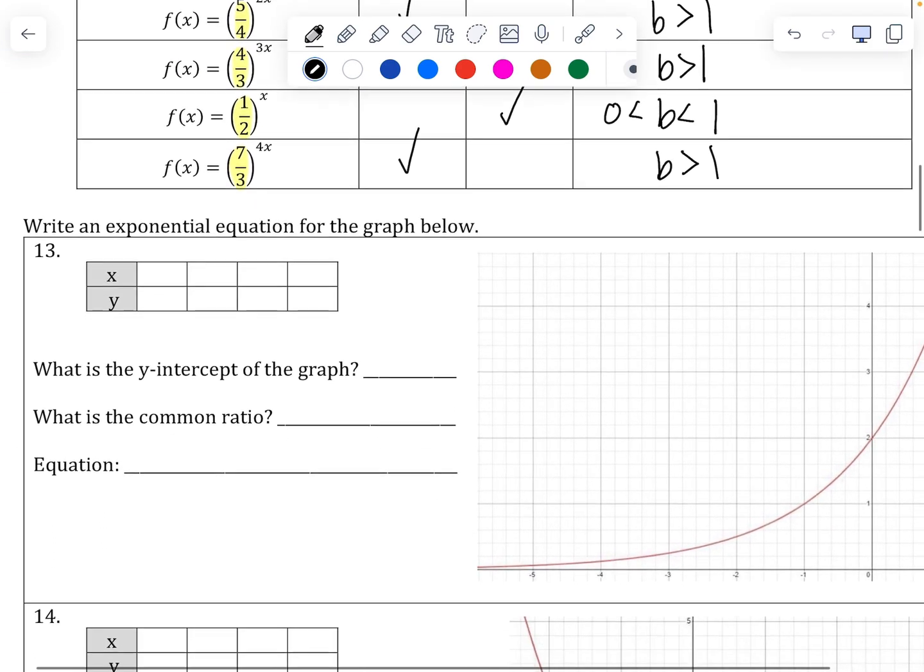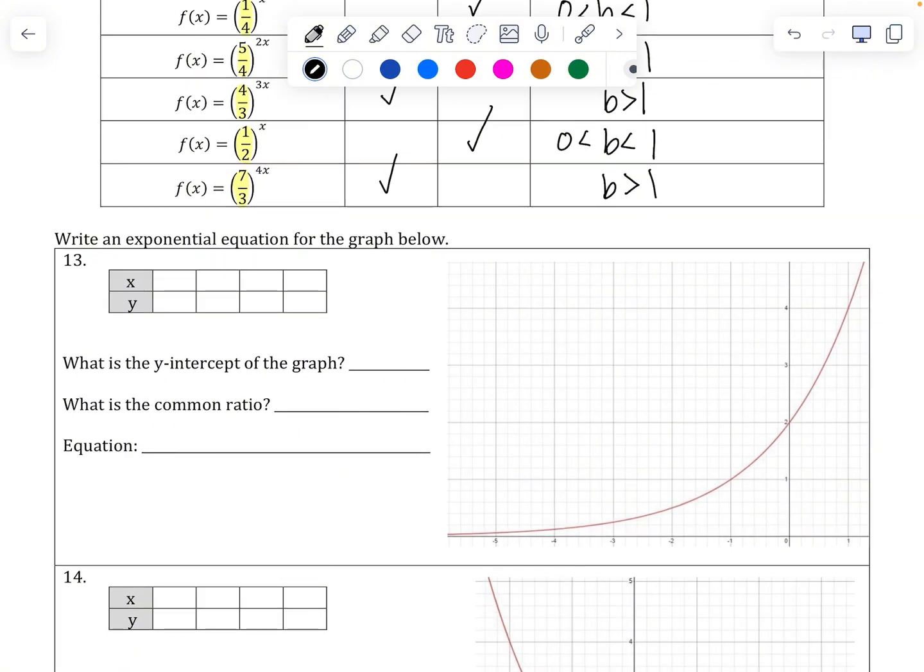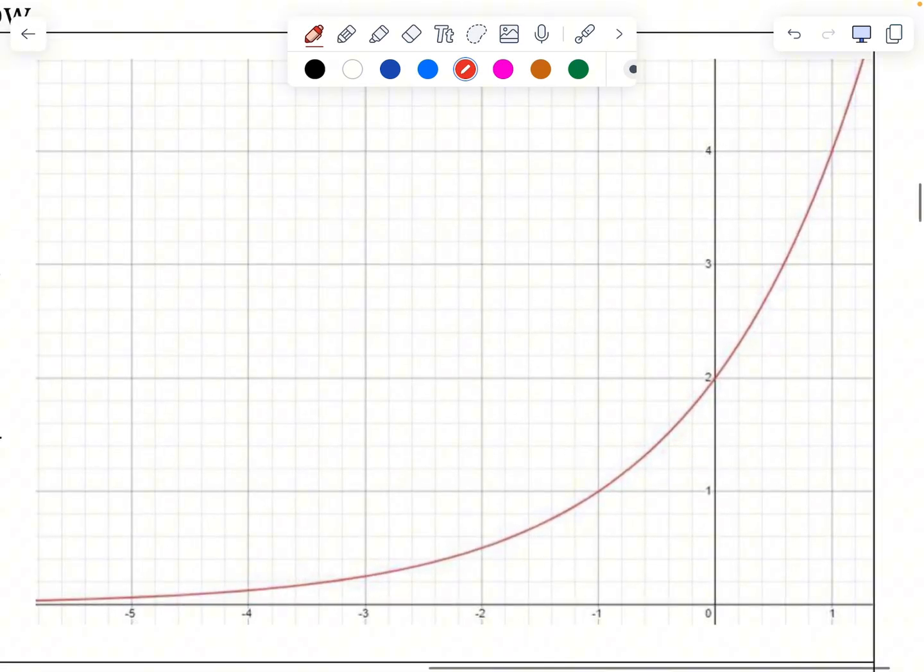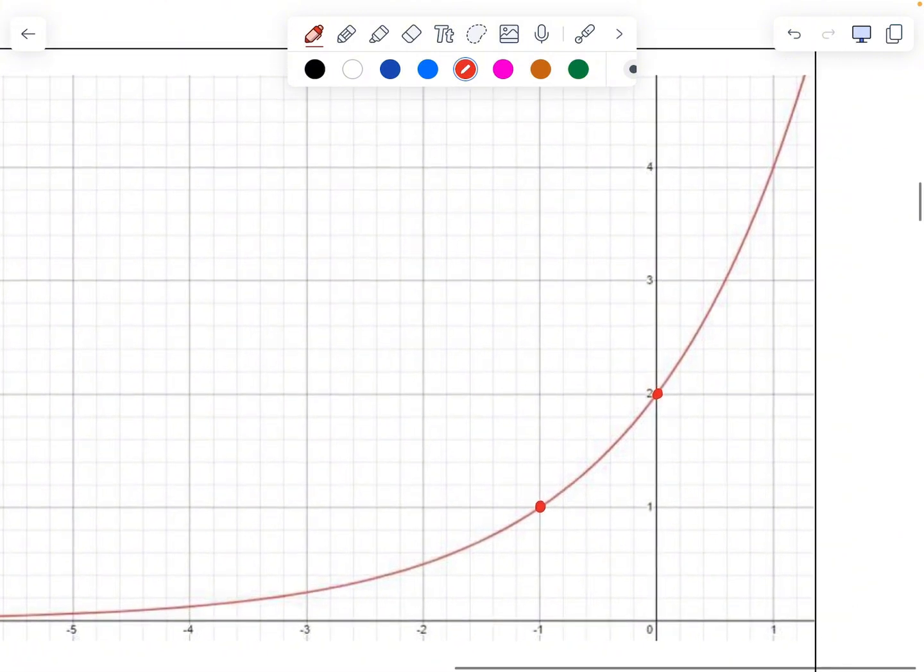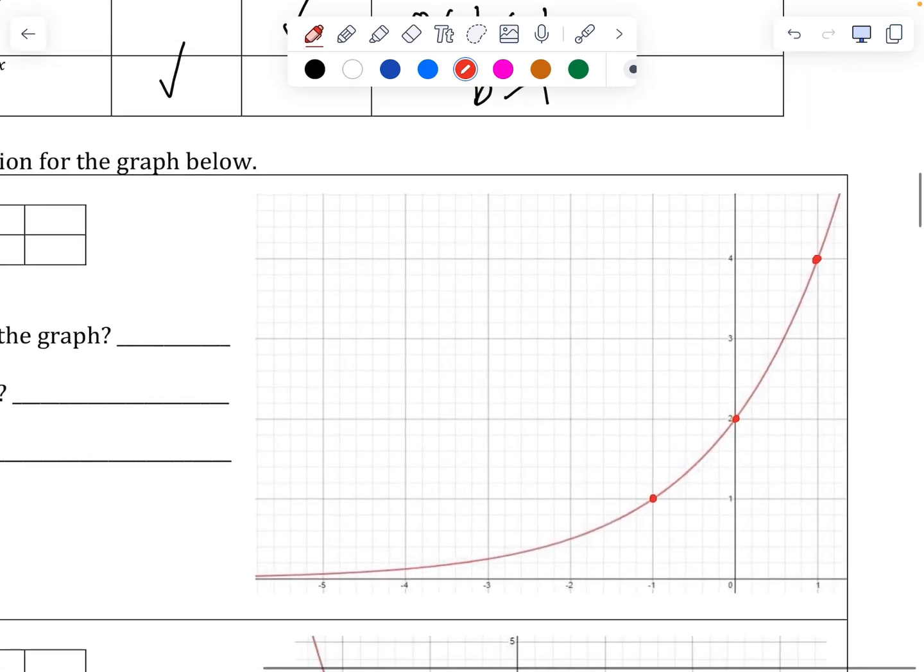So let's do number 13 and 14 together. Number 13, you need to find the corner points. I only want you to find 3 corner points, okay? So here is my first step. I'm going to look at the graph. I notice my y-intercept is a nice corner point. At x equals -1, I have a y value of 1. And then I'm going to look to the right. At x equals 1, you have a y value of 4. Those are nice corner points right there.